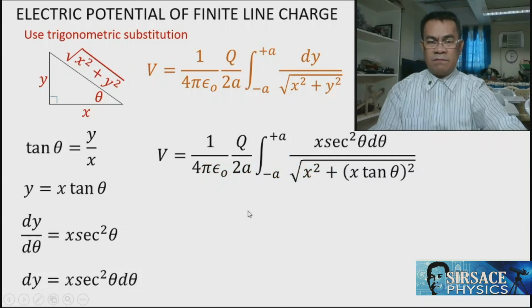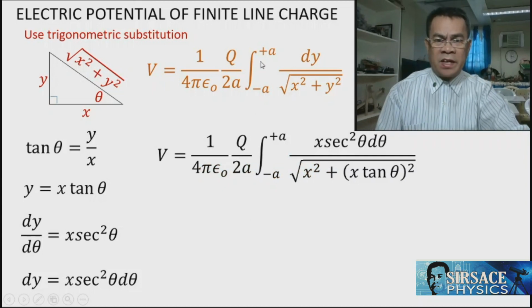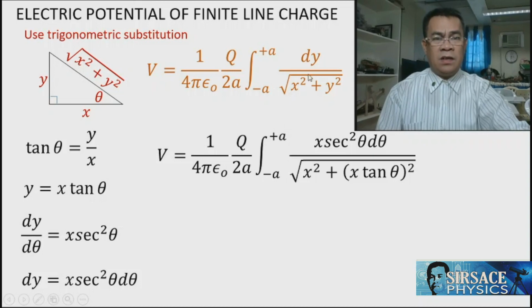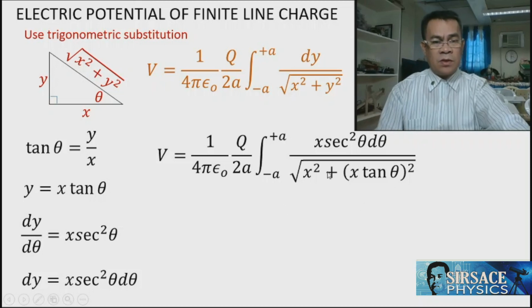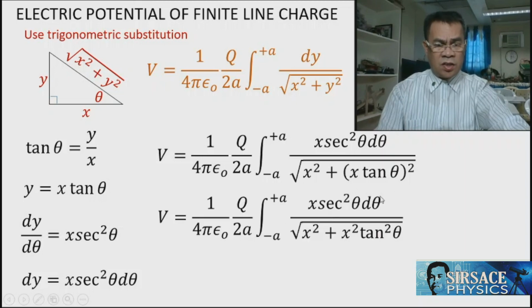Let's proceed. So the 1 over 4 pi epsilon, copy q over 2a, the integral from negative a to a, and your dy now becomes x secant squared theta d theta. This is it. Now x, square root of x squared, the same, plus, instead of y, we replace y with x tan theta. We are now on the way to simplify this. Take note, this is squared, so extract the square. Nothing changed here except this one, which will become x squared tangent squared theta.